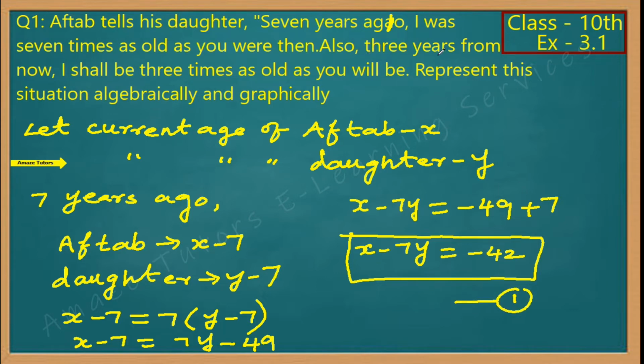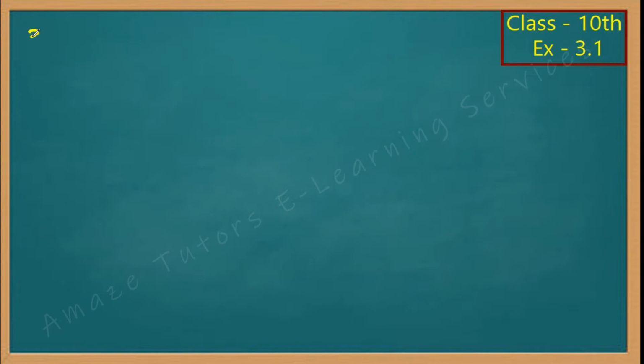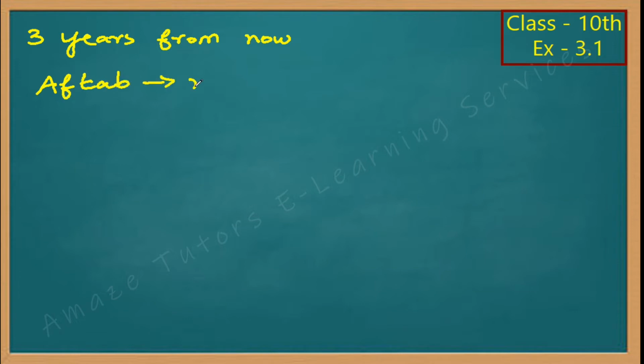Now, based on the second statement, we are going to form another equation. Let me continue in the next page. 3 years from now. So, I am going to write 3 years from now. That means future tense, so we need to add 3. So, Aftab's age will be x plus 3 from the current age, and the daughter's will be y plus 3. x plus 3, y plus 3.